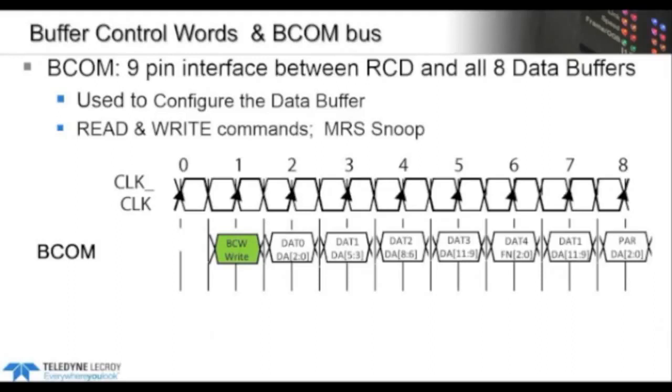Once it gets there, the data buffer decodes the command, writes it to its function space, and completes the command. So it's a little unusual. Like most things from JEDEC, it's a bit convoluted, but it works. And the main function for this BCOM interface is to transmit your buffer control words, but the spec also requires that the register send all read-write commands and MRS information over the BCOM bus, to allow the data buffers to keep tabs on what the DRAM is doing.